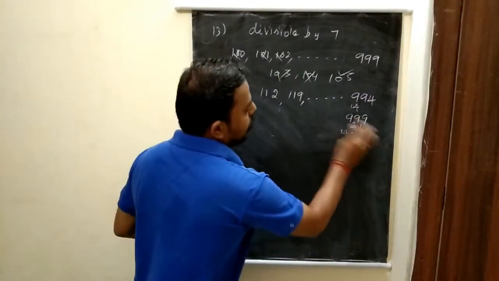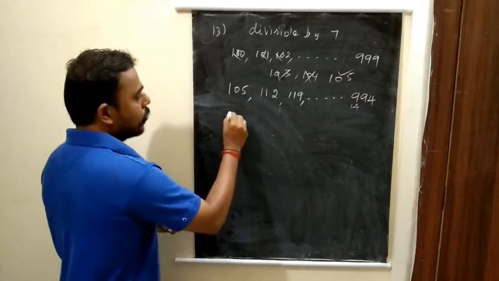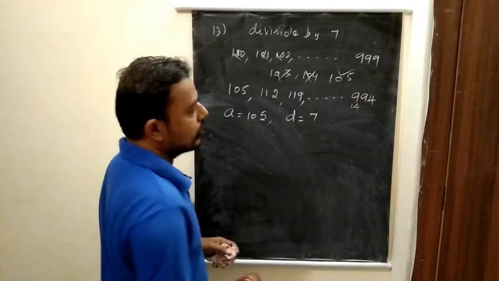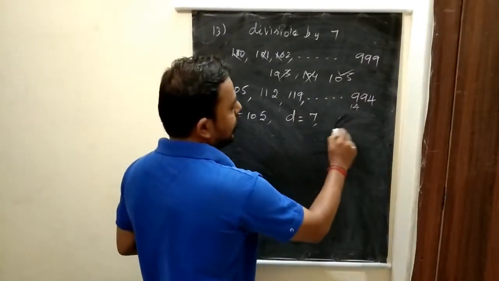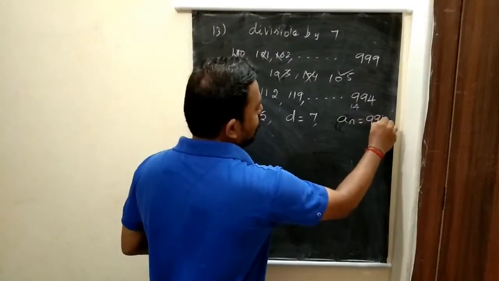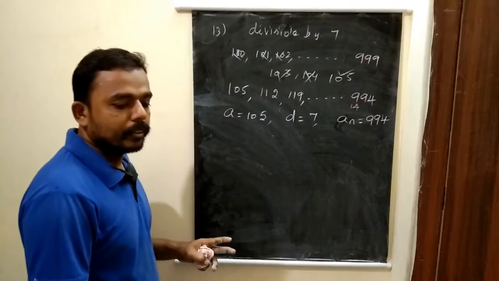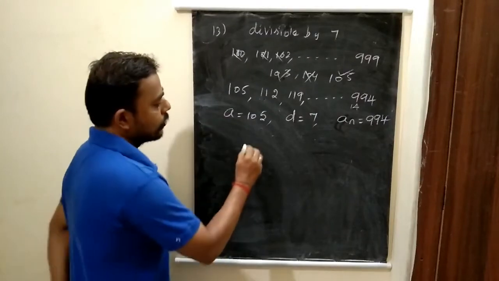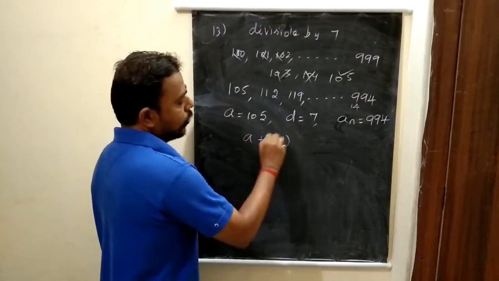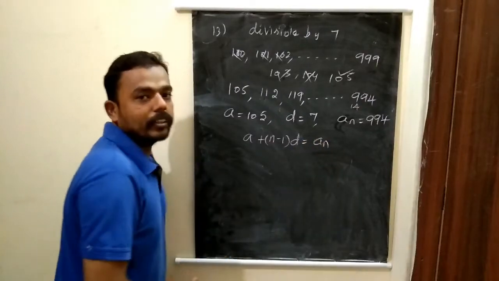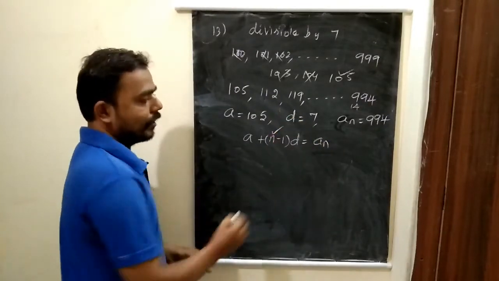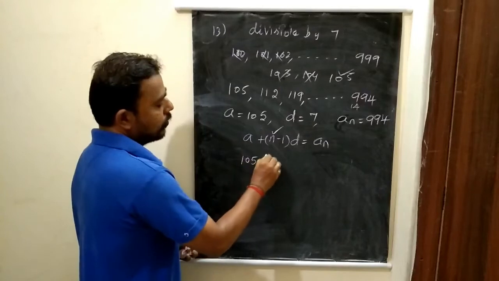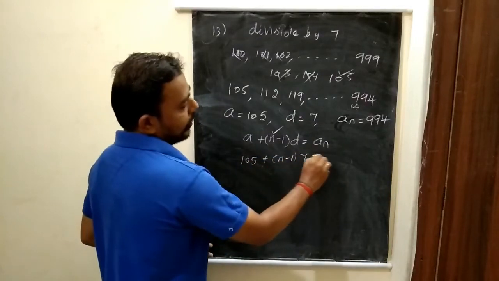So using this we need to write numbers divisible by 7. Therefore a equal to 105, the common difference d equal to 7, and the last number, that is an, equal to 994. So here we need to find the n value. a plus n minus 1 into d equal to an. Substitute a value, d value, and then an value: 105 plus n minus 1 into 7 equal to 994.